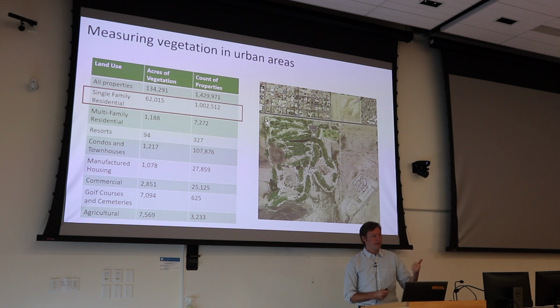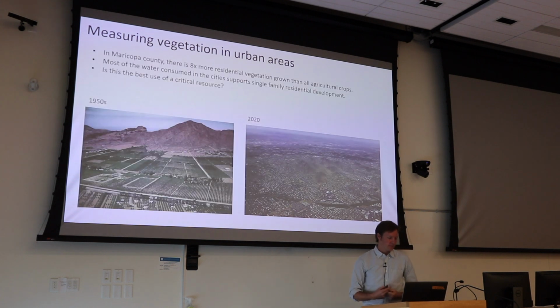So most of the vegetation is on single-family residential properties, and most of the water is consumed in single-family residential properties. So in this county, there's 8 times more residential vegetation grown than all agricultural crops. So again, supporting that, what is the most commonly grown crop in the U.S.? Pretty good odds, it's turf grass.